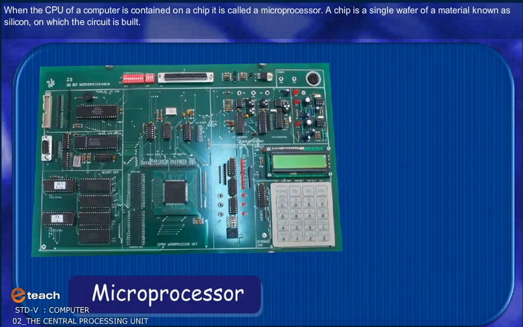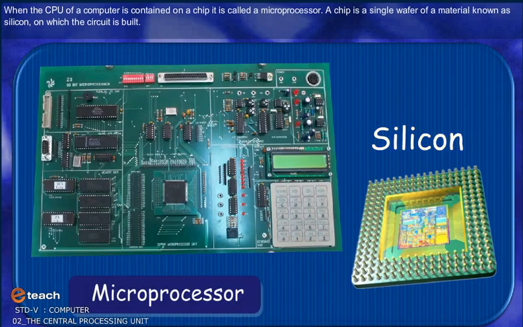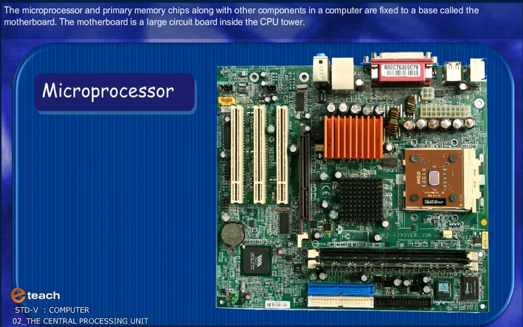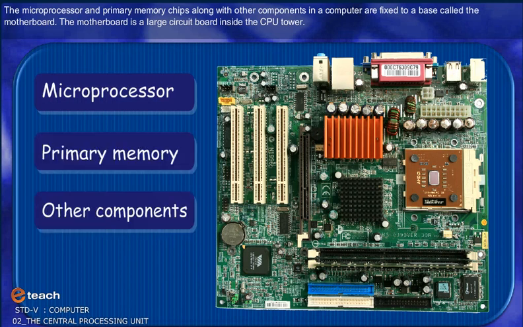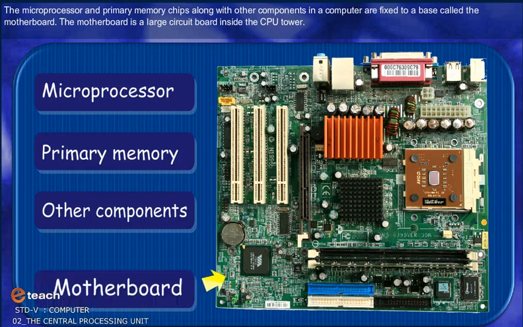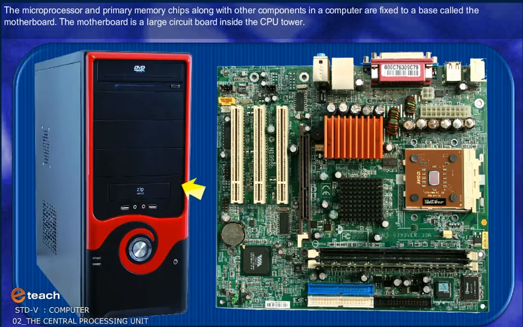A chip is a single wafer of a material known as silicon, on which the circuit is built. The microprocessor and primary memory chips, along with other components in a computer, are fixed to a base called the motherboard. The motherboard is a large circuit board inside the CPU tower.